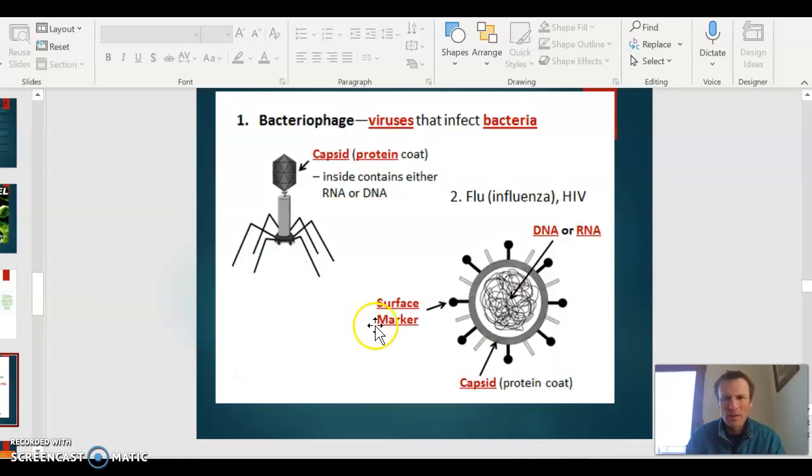So here's a bacteriophage again. We've got the capsid protein coat. Inside we have either DNA or RNA. And what we can do here is we can inject the genetic material into the host cell. Here's a different picture of a virus. These glycoproteins also serve as surface markers to identify the surface like we talked about. And this type of virus here, this shape would be more like the COVID virus, HIV, or flu.